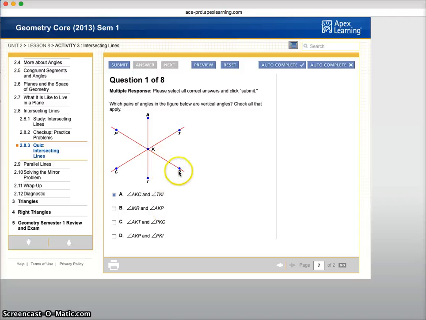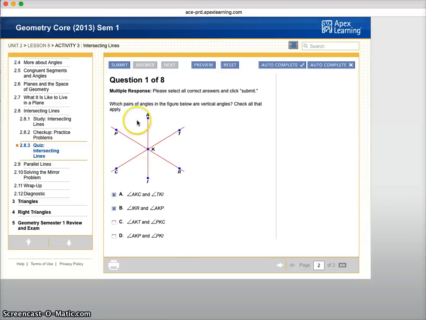What about IKR and AKP? Well, that's this one and this one. They share a vertex, they're mirror images, and they're congruent. Yes. AKT and PKC. Well, I've got this big one here and this littler one here. They're not mirror images. They're not congruent.